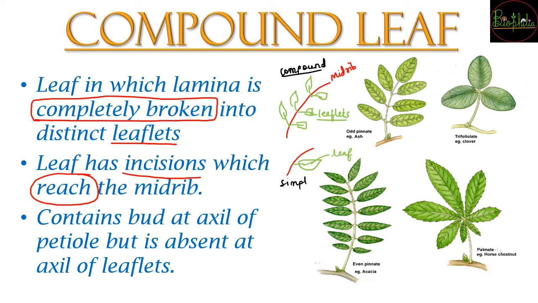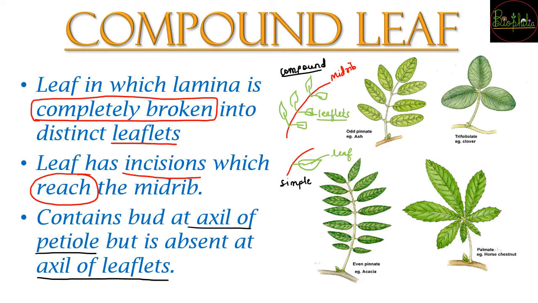So a simple leaf is going to be a larger one wherein the incisions do not reach the midrib, but the compound leaf is going to have the incisions reaching the midrib and completely broken into distinct leaflets. So it is very important to know this difference, so that you do not get confused between a simple leaf and a leaflet. Now these compound leaves are not going to have any sort of bud at the axil of the leaflets, whereas at the axil of the petiole there is going to be a bud.